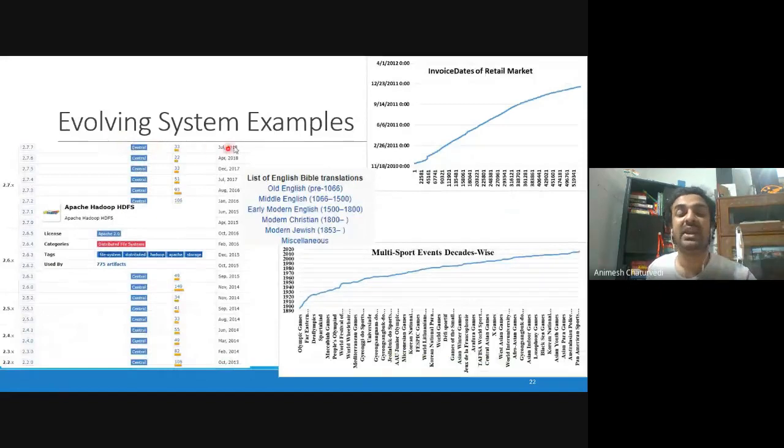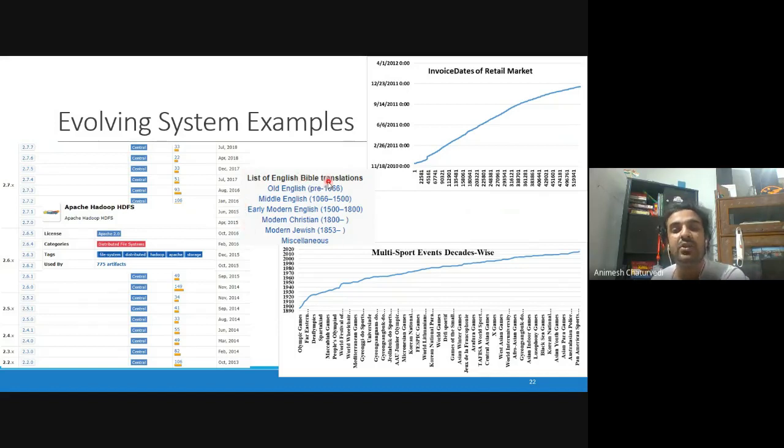Then evolving systems examples. On the left-hand side, what is this representing? The Hadoop distributed file system versions. There are various versions of the libraries of the Hadoop distributed file system, like 2.7.x, 2.6.x meaning 2.6.5, 2.6.4, 2.6.3. Similarly, 2.5.x, 2.4. So these are the various versions of the Hadoop distributed file system, and these are the number of usages, and these are the dates they were published, from 2018, 2017, 2016, 2014.